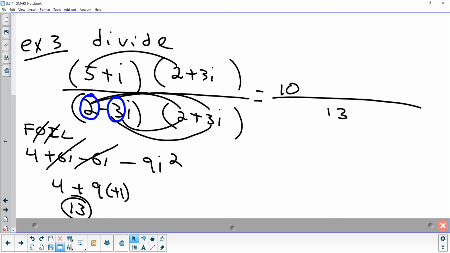10. And Matt, 5 times 3i? 15i. Plus 2i. 17, and what comes after it? i. Good. So we get 15i plus 2i is 17i. And Abigail, what's positive i times positive 3i? Good, 3i squared.